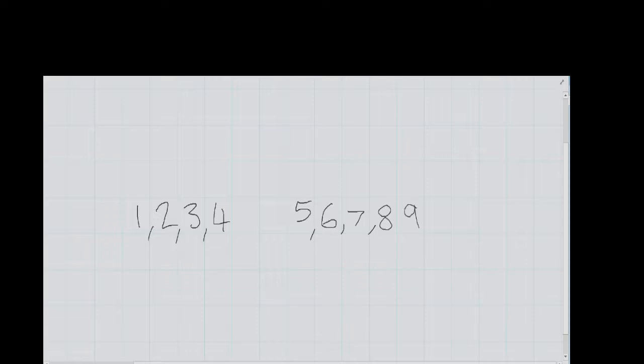Now I've missed one out. I wonder if you can tell what that is before I write it in. It's actually 0 because that's also a single digit number. So we have 10 single digit numbers. I've got one group here and I've got one group here.